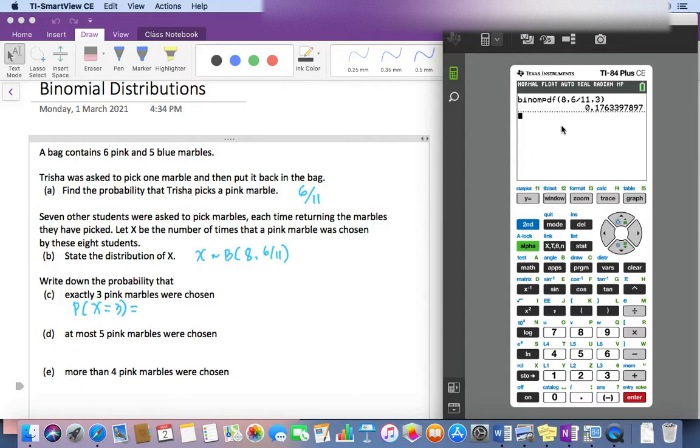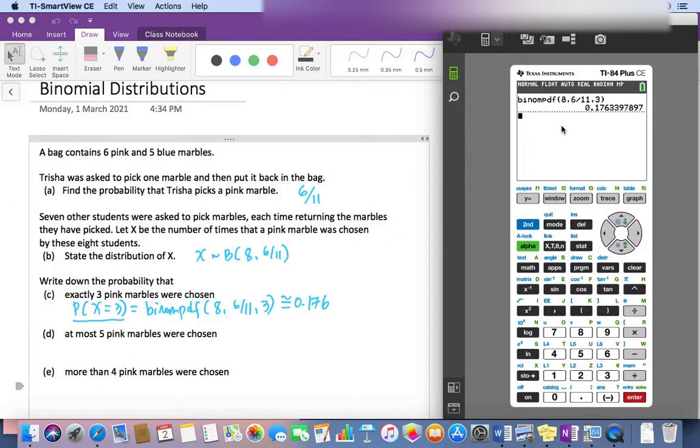17.6%. So in your working, writing P of X is equal to 3 is appropriate working, but additionally you might want to write what you have inputted in your calculator, just so that we could go back to it later if you want to check your answer. Okay, so that's 17.6% to 3 significant figures.